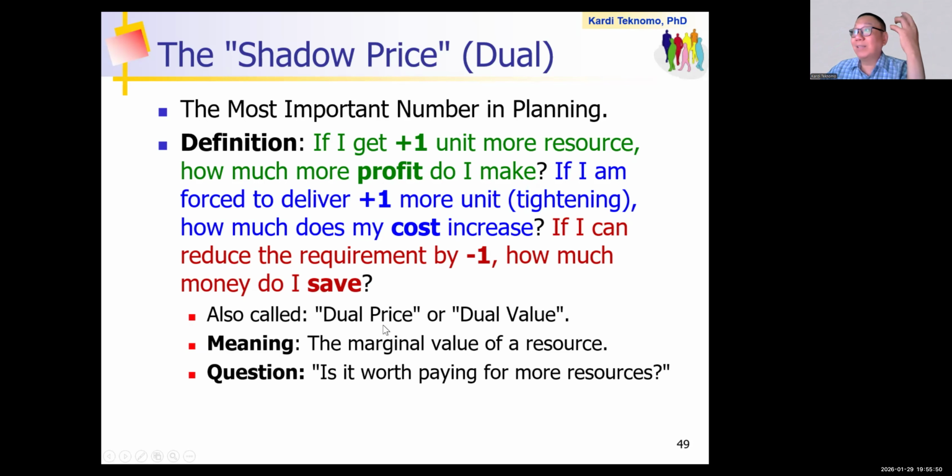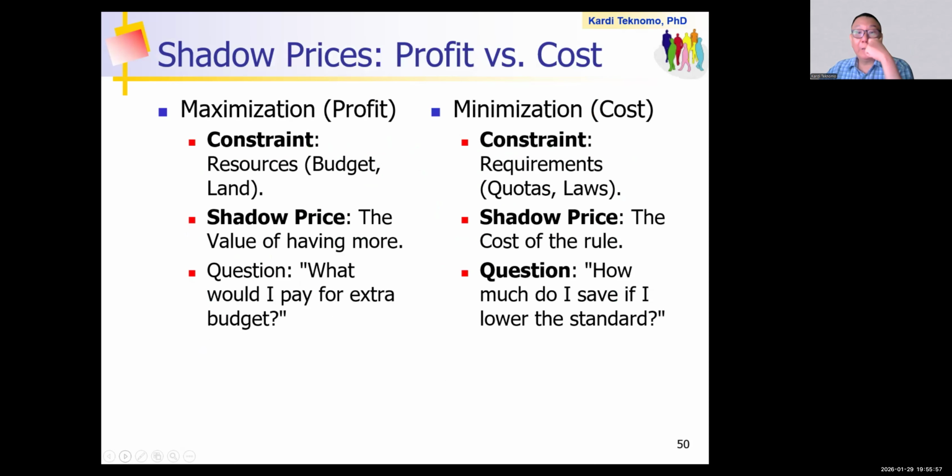So the dual shadow price is the marginal value of the resource. When we minimize cost, the shadow price becomes the price tag of the rule, or the price tag of the policy. If the shadow price of a green space requirement is 1 million, it means asking for one more hectare costs the city 1 more million. It will help you negotiate: is this extra hectare worth 1 million? Yes or no? If not, you lower the requirement.